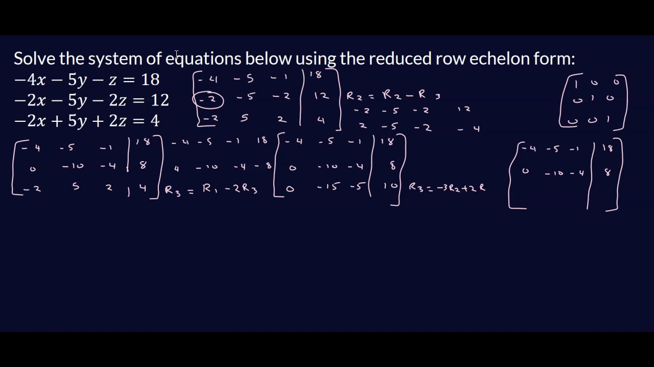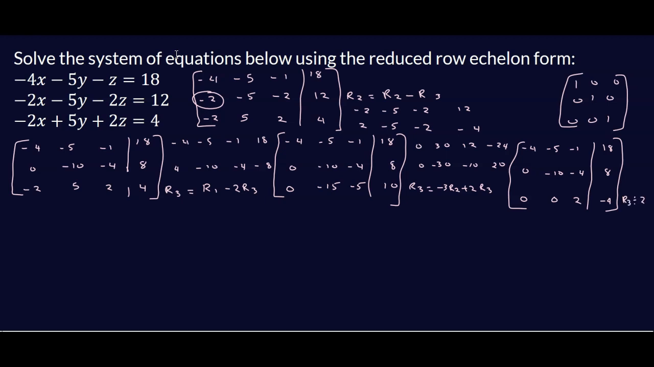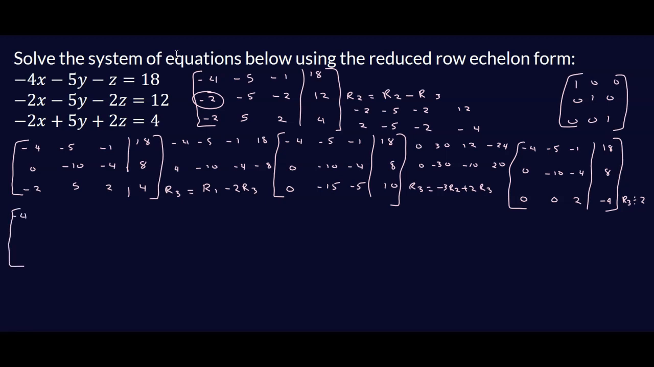And then row 3, we have 0, we have 30, sorry, this is -30, this is -10, and this is 20. So now when we add this up, we have 0, we have 0, and then we have 2 here, and here we have -4. So now we're going to go row 3 divided by 2. So now we're going to end up with 4, which is -4 here, -5, -1, and then we have 18.